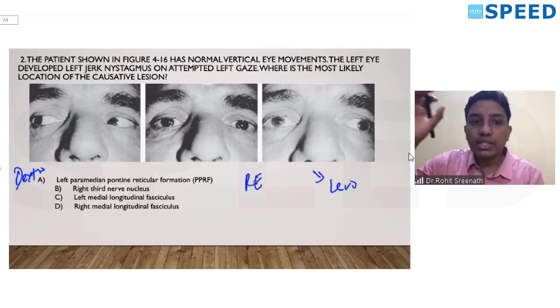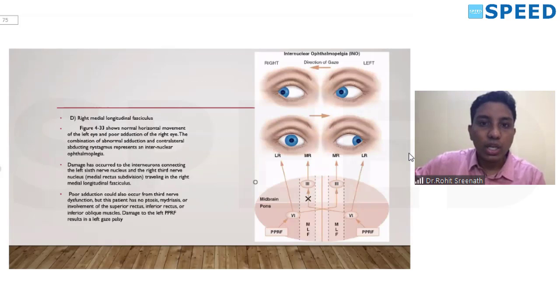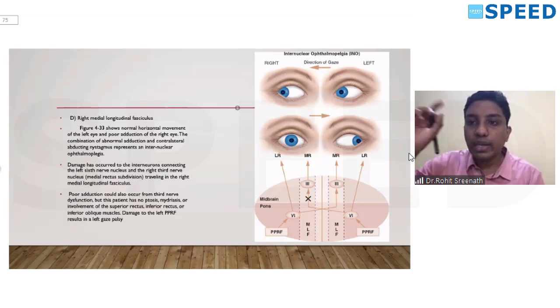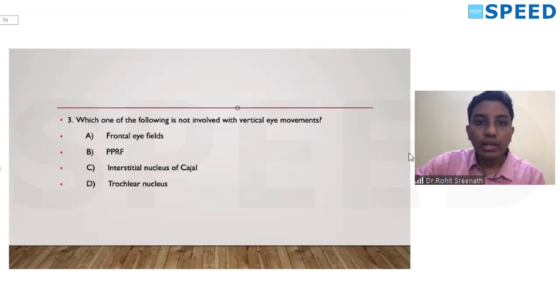So what did I tell you? In INO, the side of the lesion is the side of the INO. The patient has a right-sided adduction deficit, so the patient has a right-sided INO. The involvement is in the right-sided medial longitudinal fasciculus. I told you there is an adduction deficit and a contralateral abduction nystagmus. A very important point is that convergence is normal. Remember, in INO the convergence is normal, whereas in Parinaud syndrome the patient will have a convergence weakness and a convergence retraction nystagmus.